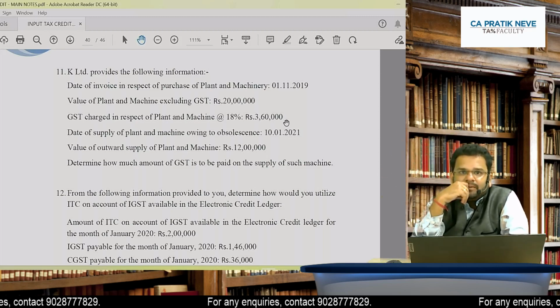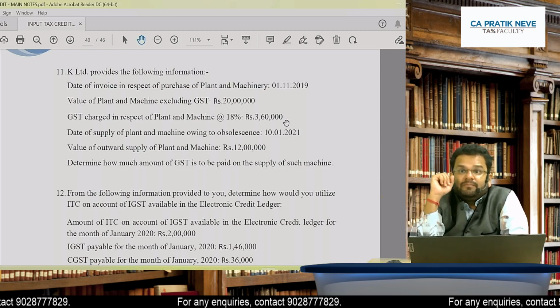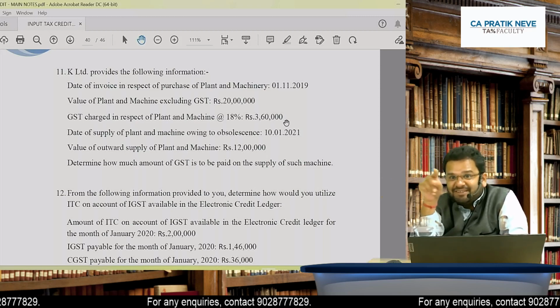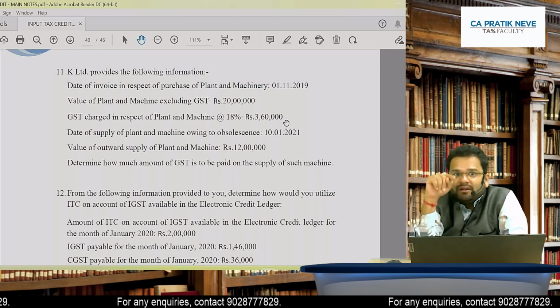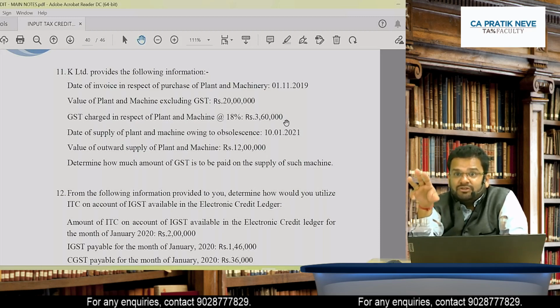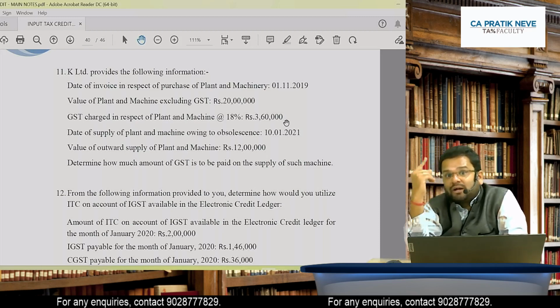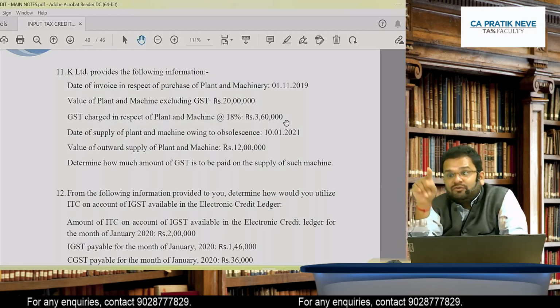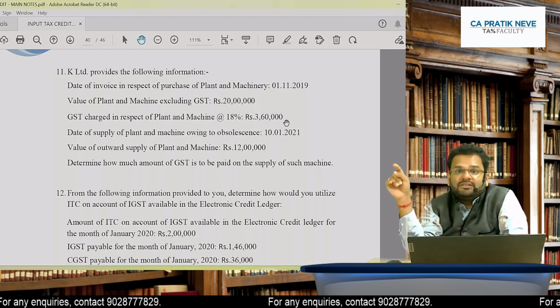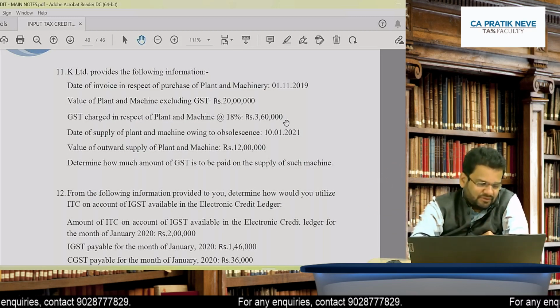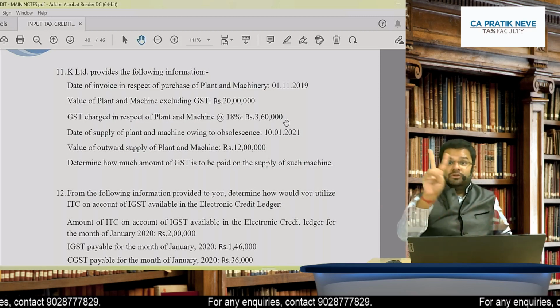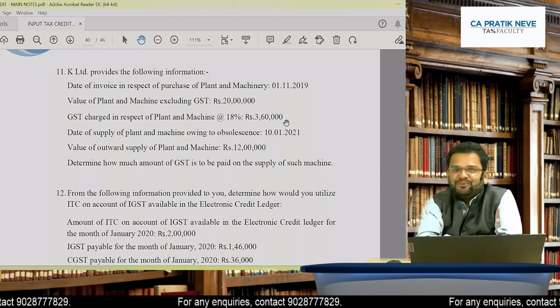Okay? Did you understand section 19? There are 7 subsections in section 19. 1, 2 and 3 are for inputs. 4, 5 and 6 are for capital goods. 7 is for molds, dies, jigs, fixtures, refractory materials. More things I want to tell you in this.